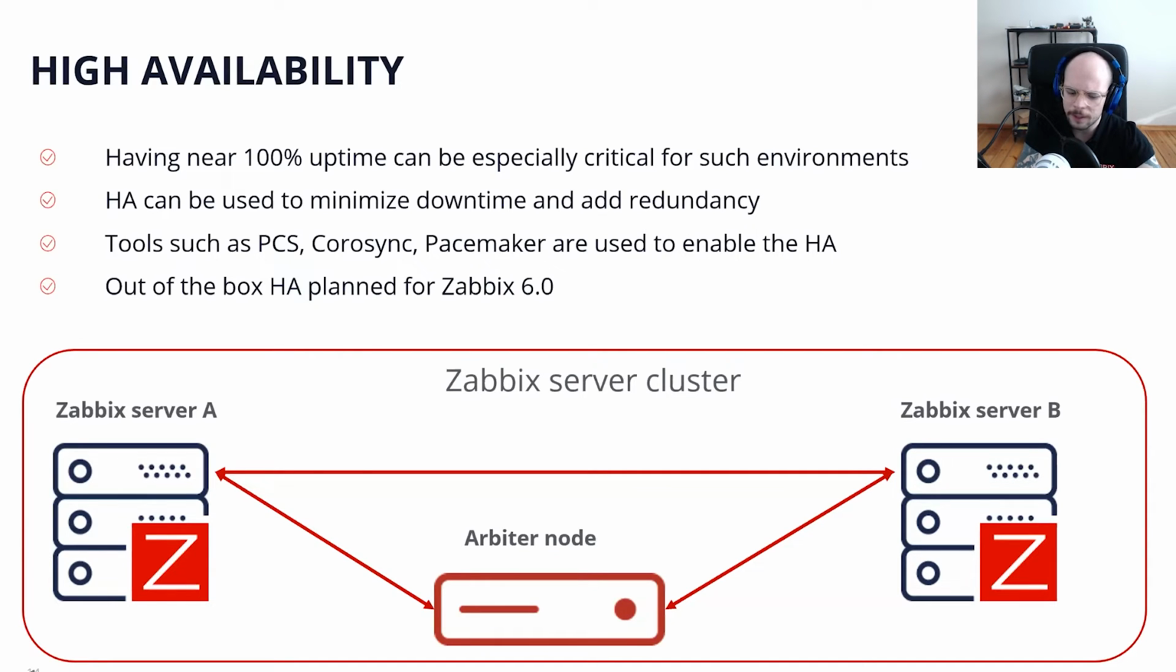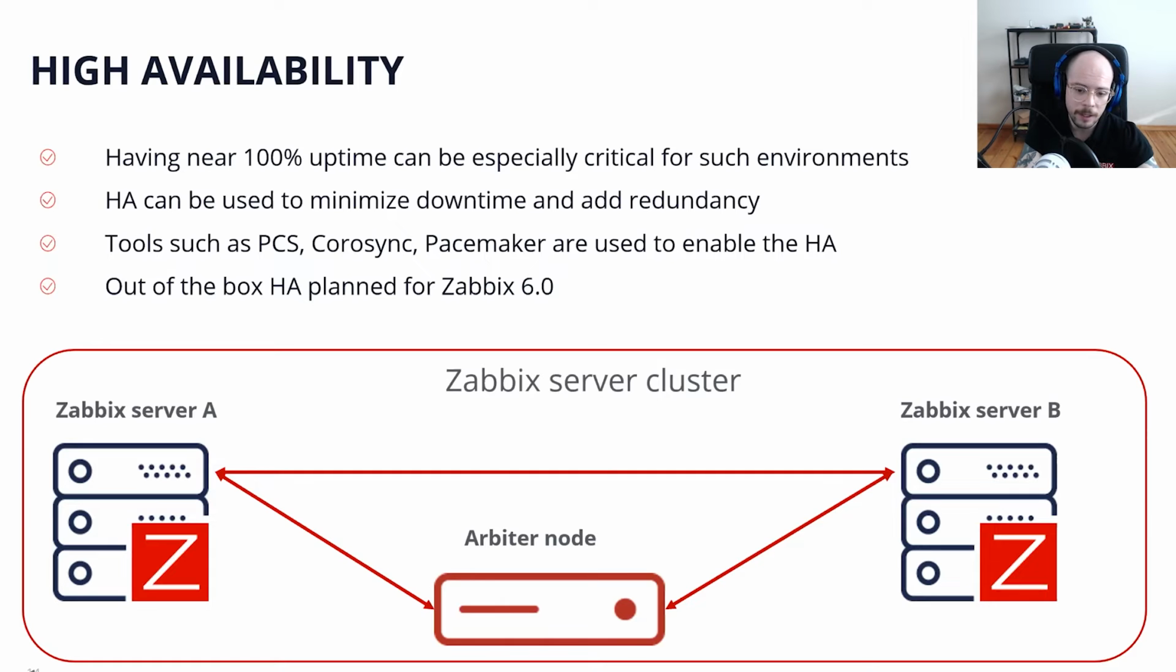Two servers is not a good idea, because in that case it's problematic reaching quorum, and split brain scenarios can happen. In this case, we have 3 nodes. We have Zabbix server A, Zabbix server B, and the arbiter node, which essentially provides us quorum. So we need to have at least 3 devices. Otherwise, if we have only 2 devices, we can't achieve quorum. We can't decide if server A is down or server B is down.